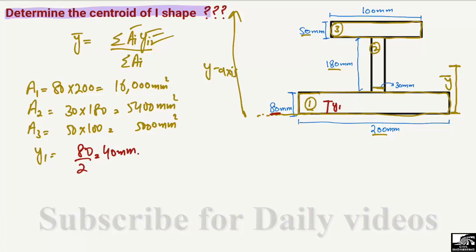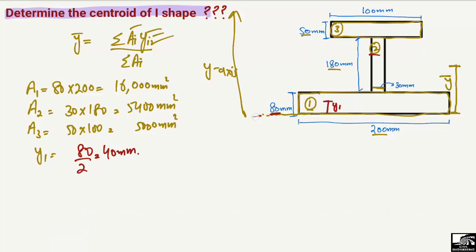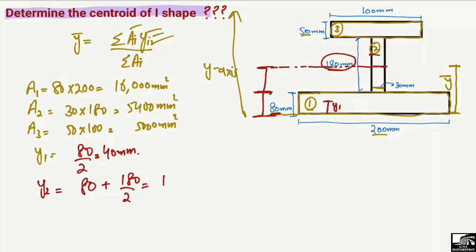The centroid of the second object will be from the bottom, so it will be, sorry, not y1, the total height of the first object plus the centroid of the second object up to this point. It means y2 will be equal to the total height of the first object, which is 80 millimeter, plus half of this one, because this is the centroid. So 180 divided by 2. Here we get 170 millimeter. 170 millimeter is the centroid of the second object.